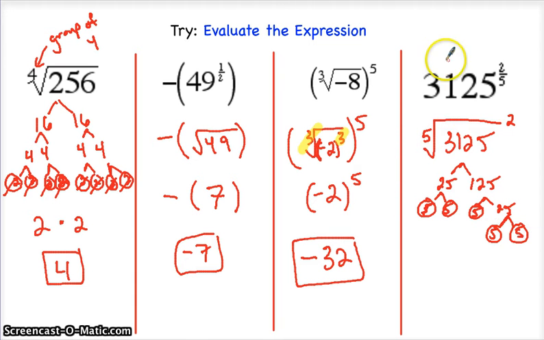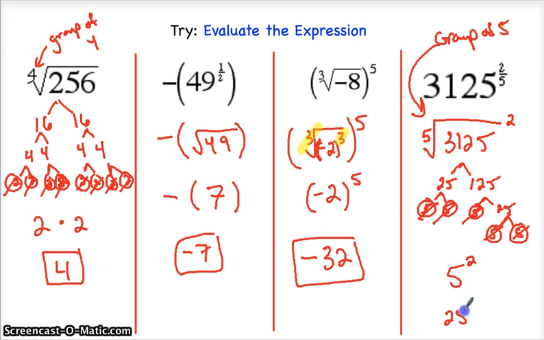And remember, with the fifth root, again, we're looking for a group of 5. Well, 1, 2, 3, 4, 5. That's a 5 all by itself. Don't forget your squared. Your final answer, therefore, will be 25. And there you go.